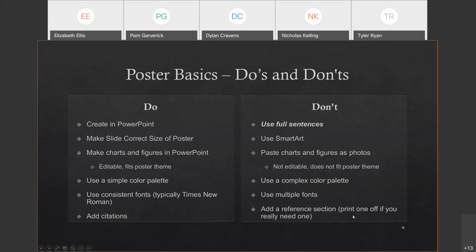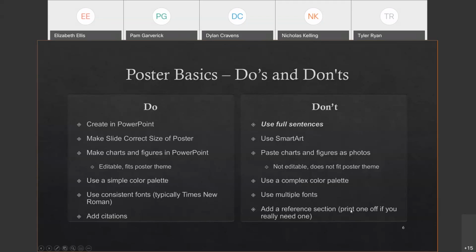And I put in here, don't add a reference section. And I know that's kind of a, what do you mean? What I mean by this is that a reference section is going to be very long, and it's going to take up a lot of your real estate. So if you really feel the need to have a reference section, you can always print one out on a piece of paper, or have one available, because you should have a paper available. And you can say, you can see it at the end of the paper, or here is the printed out copy. By not having it on your poster, you save a lot of real estate.